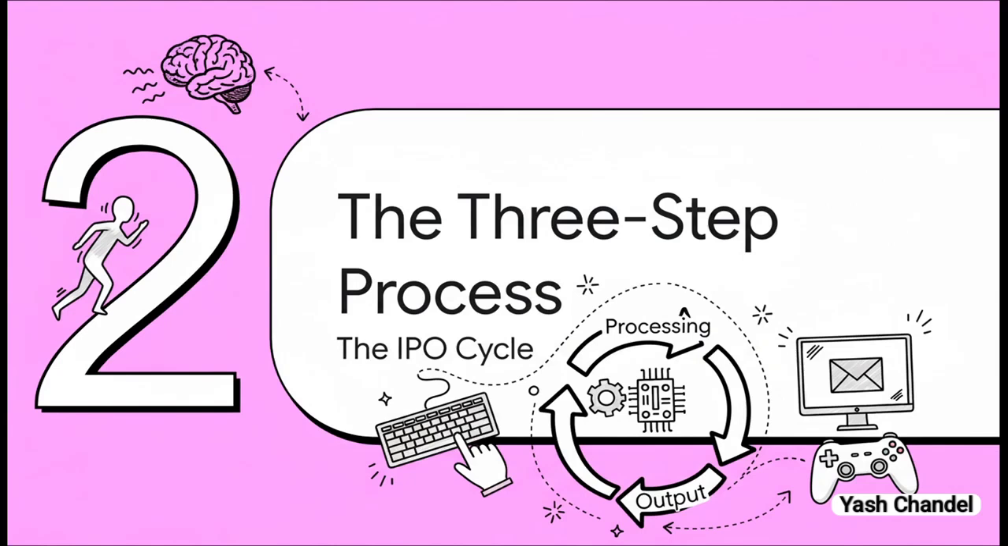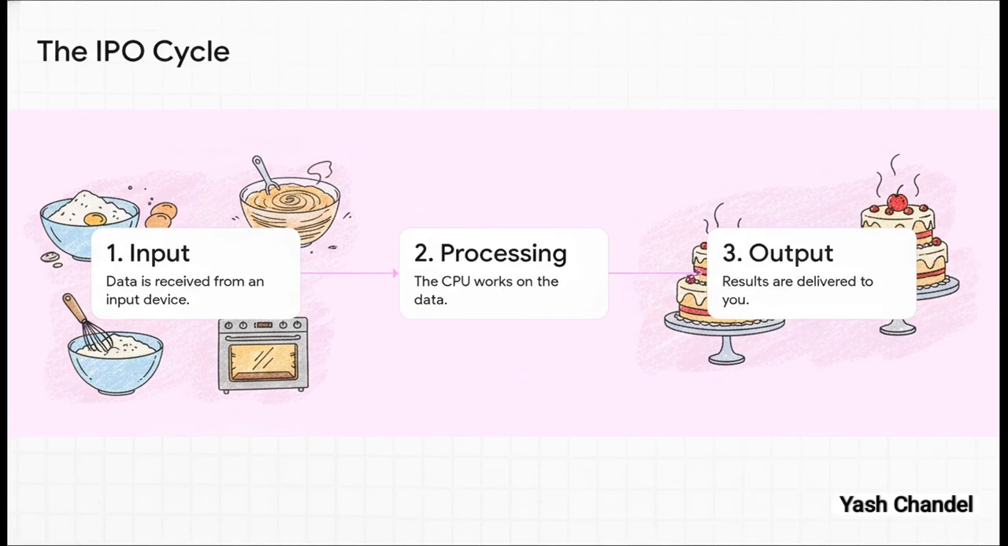So we've got the body, the hardware, and the mind, the software. How do they actually work together? Well, it all comes down to this simple, constant, three-step dance. And I'm not kidding. This one process is behind everything your computer does, from sending a simple email to playing a 4K video. They call it the IPO cycle. Input, process, output. And honestly, the best way to think about it is like baking a cake.